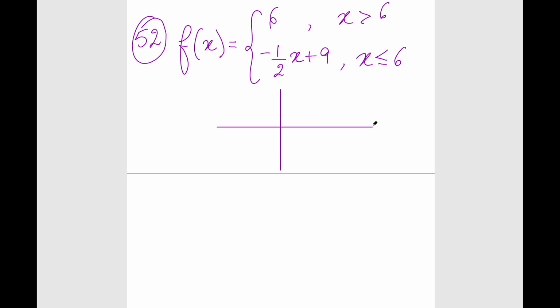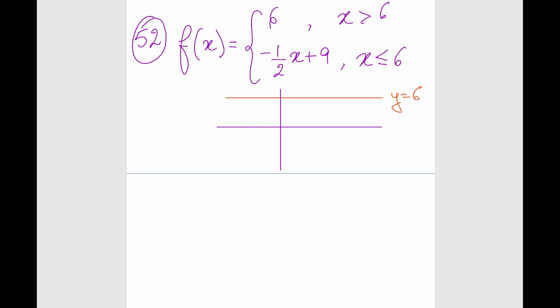And how do we graph this function? Well, it has 2 pieces. This function is 6 if x is bigger than 6. How do you graph the function 6? It's the horizontal line. This is the function y equals 6, right? But they don't want all of it. They want just the piece corresponding to inputs bigger than 6.